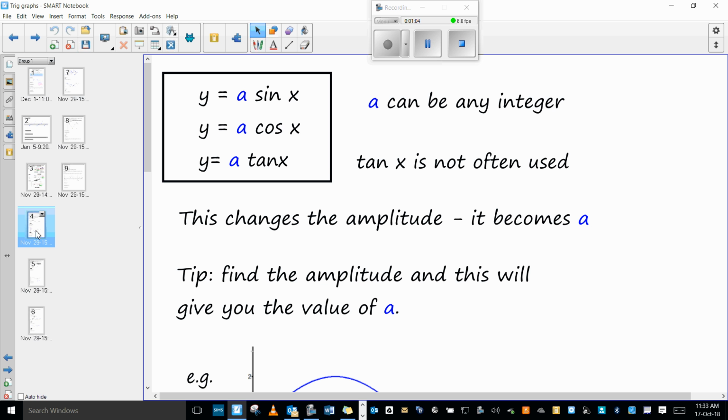So how often does the tan graph repeat? 180, every 180. And how about the cos graph? 360. Brilliant. Now, what's the name of that thing when we say how long it takes to do one cycle? The period. So that's how long it takes to do one cycle.